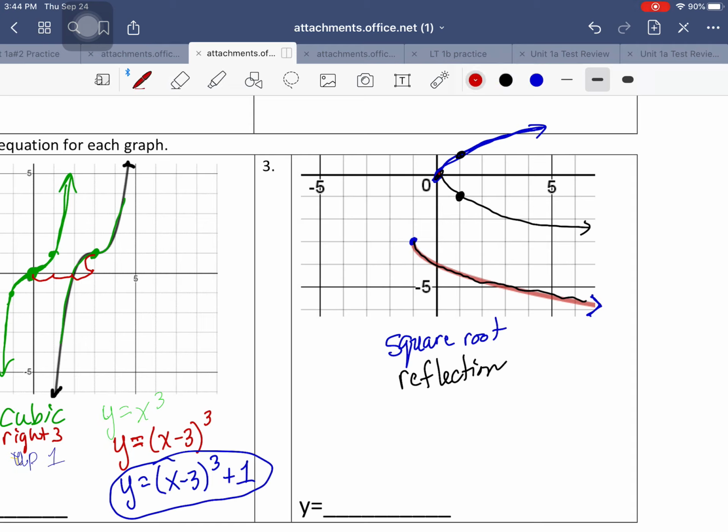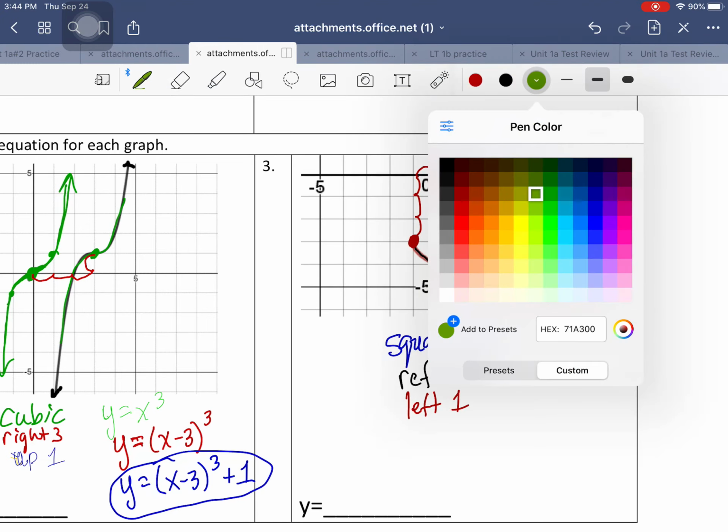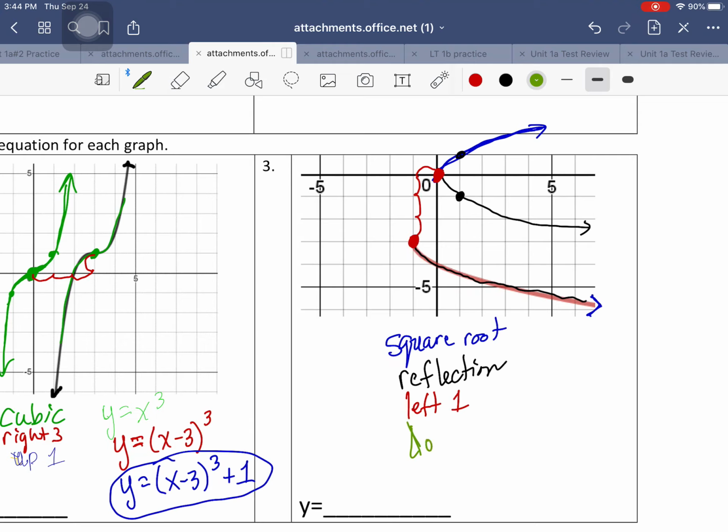So it's a reflection. Now the point I'm looking at is still 0, 0. That is the starting point of a square root function. So that's the easy one to look for. And right there, that point there is what I'm looking at. So now from 0, 0, how do I get down to this point here? You go left 1 and down 1, 2, 3. Oh my goodness. Down 3.